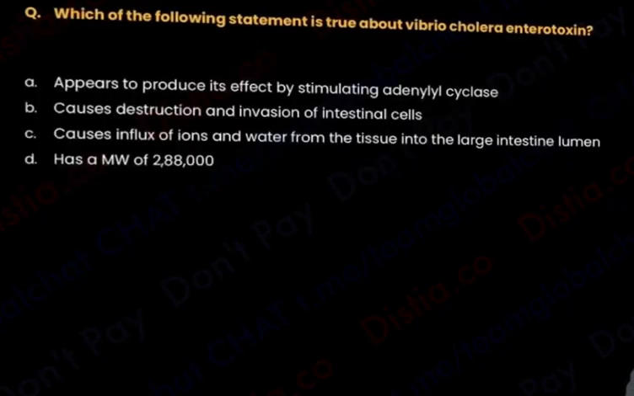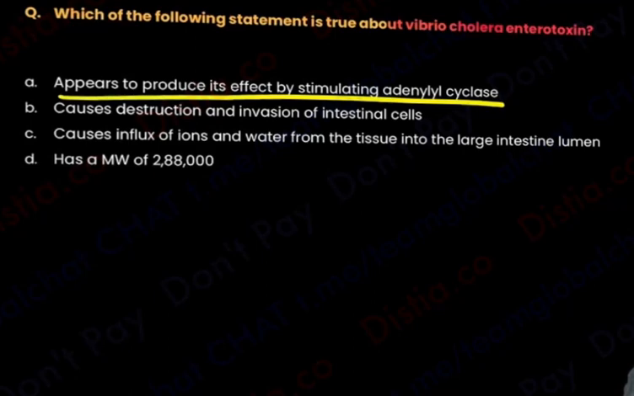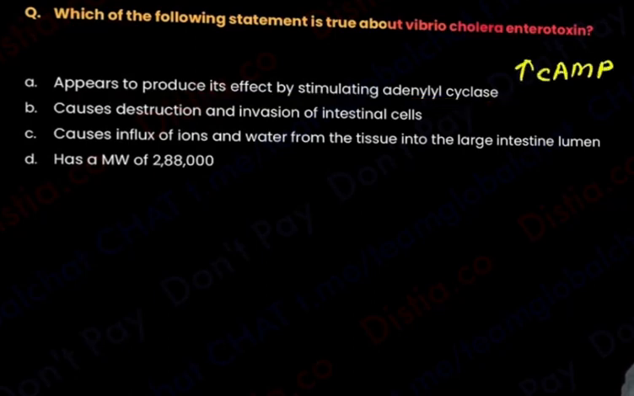Coming to the next, which of the following is true about Vibrio cholerae toxin? Okay, does it produce its effect by stimulating adenylate cyclase? Yes, I had learned that it increases cyclic AMP. So as of now, it is looking true. Does it cause the destruction and invasion of the endothelium? Doesn't cause destruction, it has toxin, cyclic AMP, so this doesn't look right. It causes influx of ions and water into the tissue, this is fine. Into the large intestine lumen? No. It is going to be the small intestine lumen. So this is also wrong.